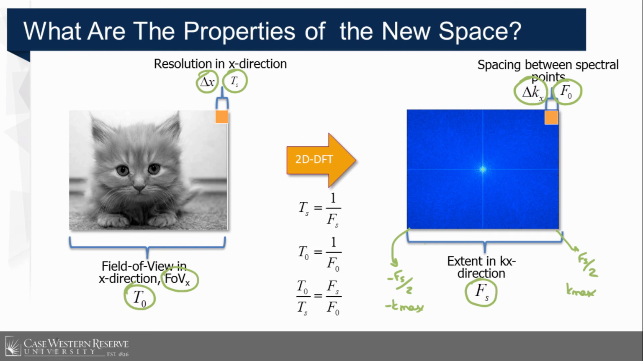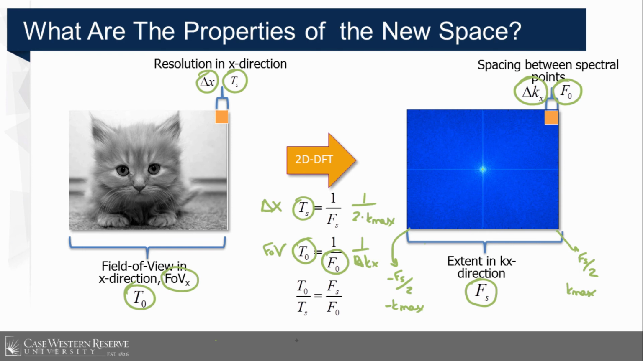So again, just to summarize, we see that here our sampling interval Ts, which is equivalent to our delta x in the image domain, is equal to 1 over Fs, or in other words, 1 over 2 times K max. Our T0, which corresponds to the field of view, is inversely proportional to F0 here. This is our spectral resolution, so we often call this 1 over delta Kx.